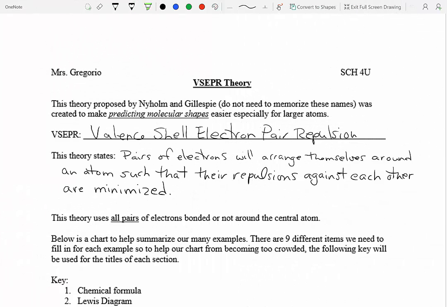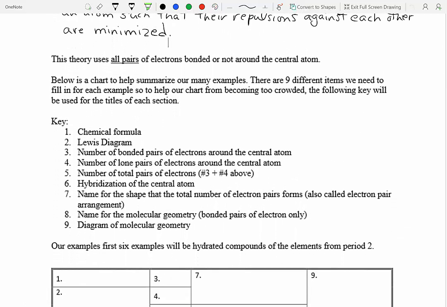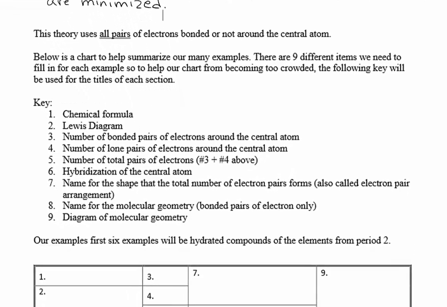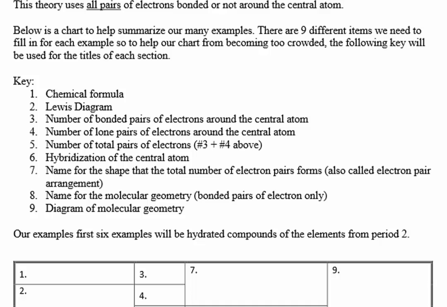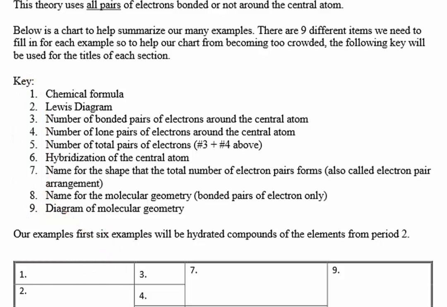Now we're going to use VSEPR with about 11 different molecules, and for each molecule we will need to keep track of about 9 pieces of information. And so you will see in the middle of your page I have placed a key. Now the number on this key will match the numbers that are in the boxes in your chart down below. So let's go through each one of these items.